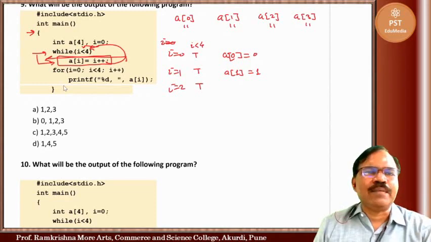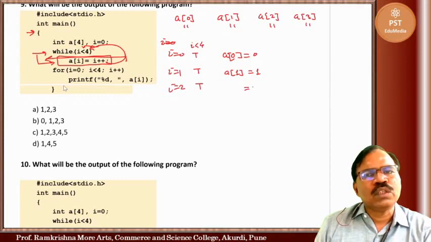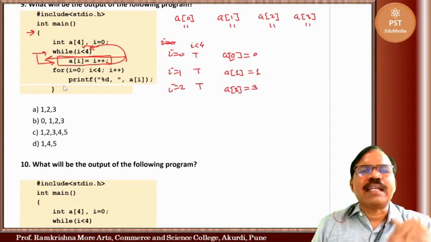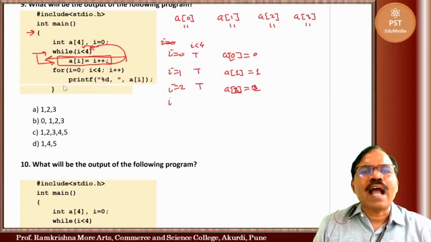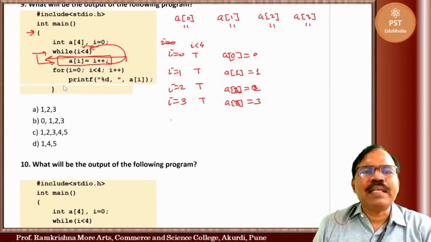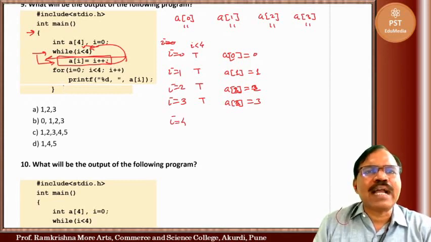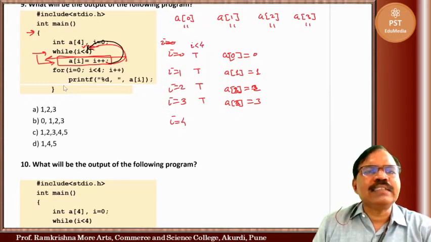Then it goes to the statement a[i] equal to i++. So first i is used. So 2 is used in the expression, and then i is increased. Then i equal to 3. Then it is true. So this 3 is used. Then i becomes 4. It goes back now. i less than 4, the condition is false. So it directly comes here.